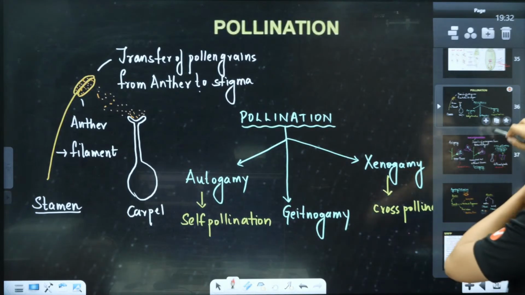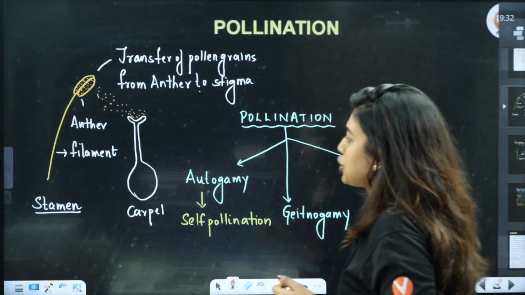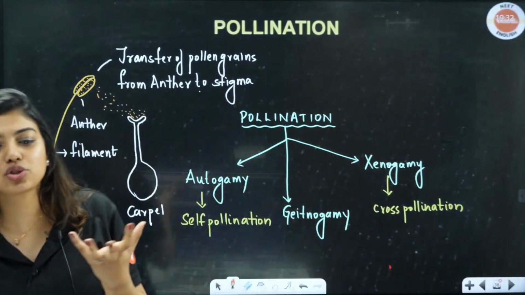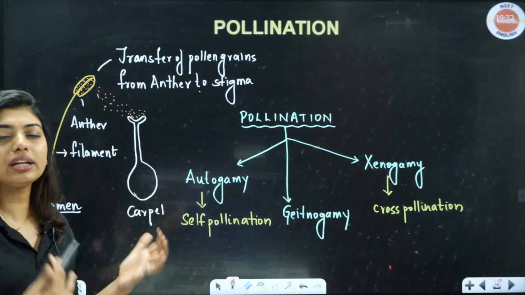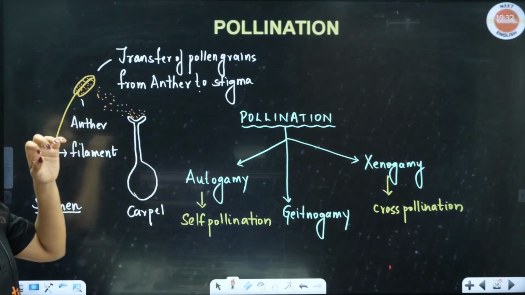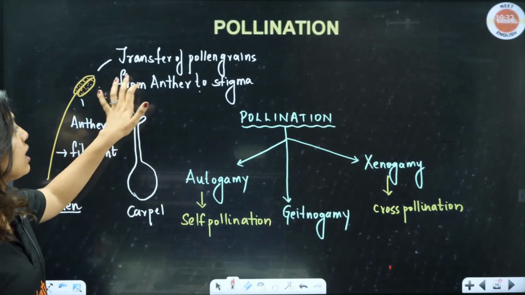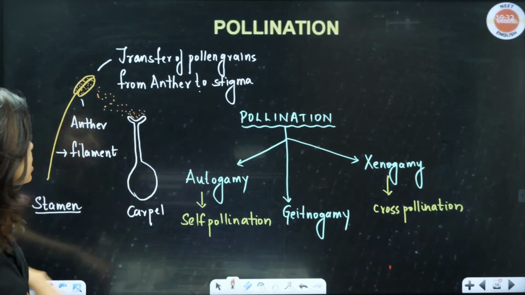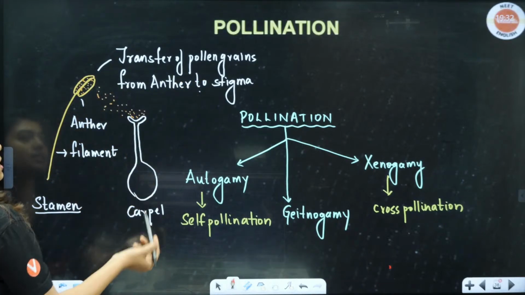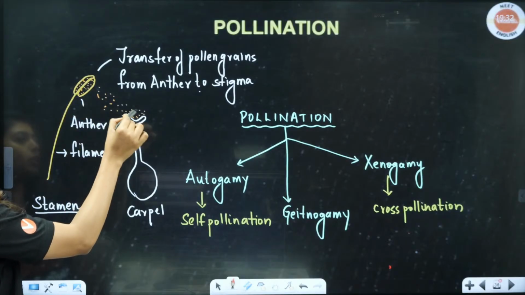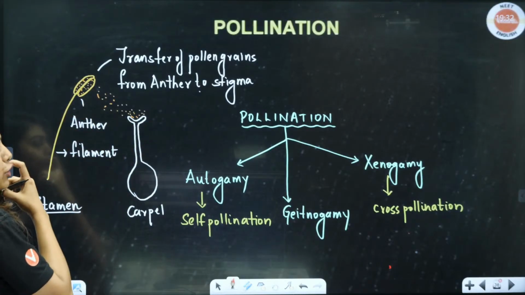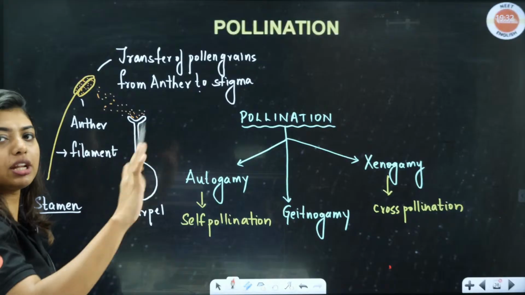The next topic that we have is pollination. How are these pollen grains transferred? So, students, pollination, the definition is the transfer of pollen grains from anther to stigma. This is the anther, this is the stigma. So pollen grains are scattered from the anther and fall on the stigma. From there the germination will continue.